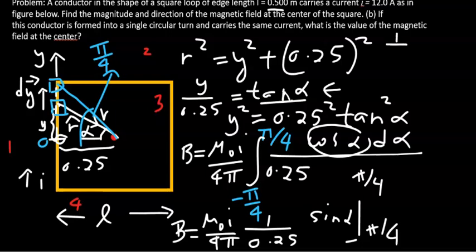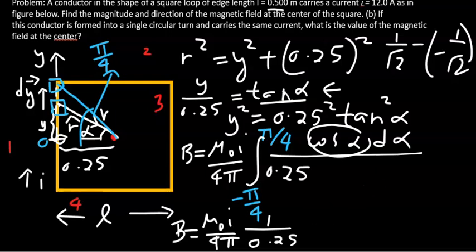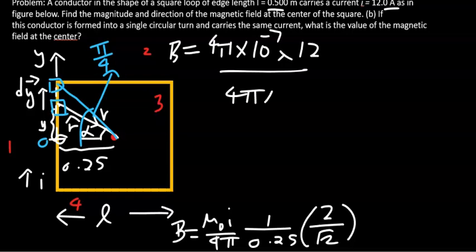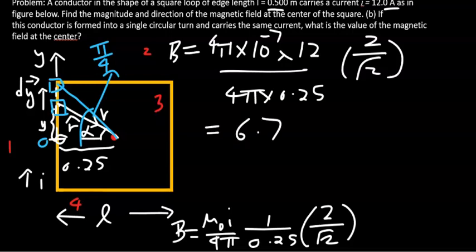Sine pi over 4 is 1 over square root 2. That minus sine minus pi over 4 is minus 1 over square root 2. So that's going to give you 2 over square root 2. We recall mu naught is 4 pi times 10 to the power minus 7 in SI units. The current here is 12 ampere, so times 12 over 4 pi times 0.25 times 2 over square root 2. And the answer is 6.79 times 10 to the power minus 6 Tesla.